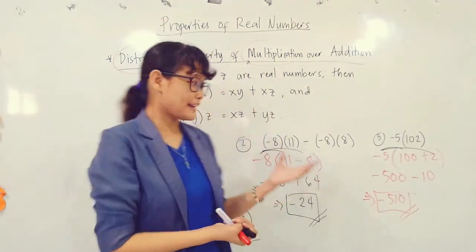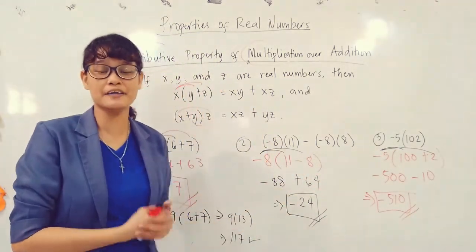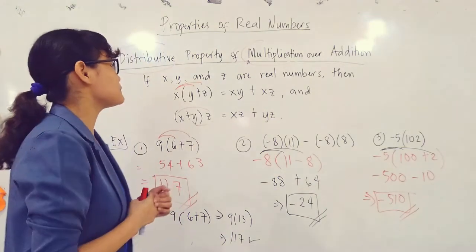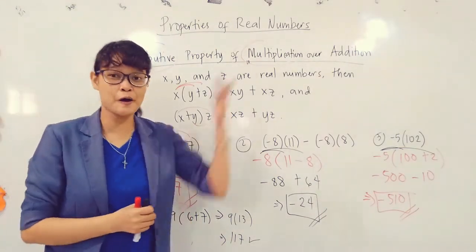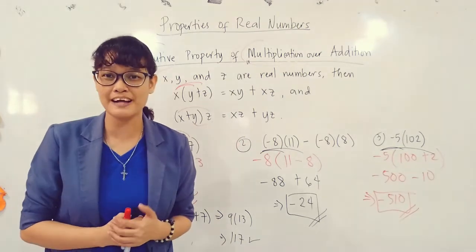For now, this is just an illustration of how the distributive property of multiplication over addition slash subtraction is done.